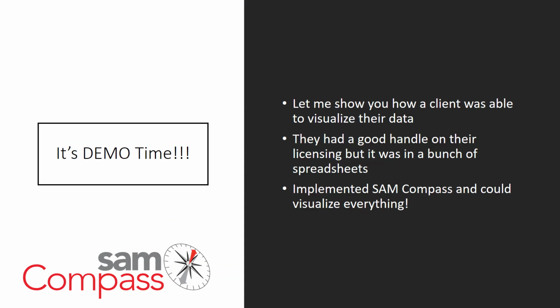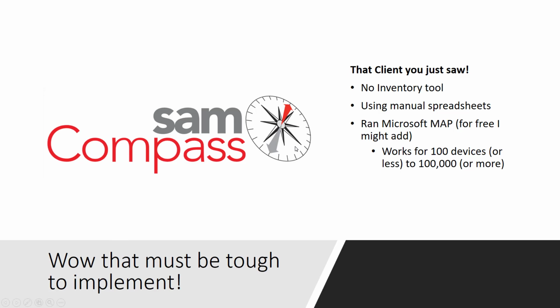Okay, I know what you're thinking. That is tough to implement. How do I get the data? Let me put your mind at ease. The client I just showed you, they didn't have an inventory tool installed. All their license management was done in a spreadsheet. As someone requested something new, they just added it to a running total to figure out what their true up would be. That was until we ran them through the SAM Compass process and automated it for them.